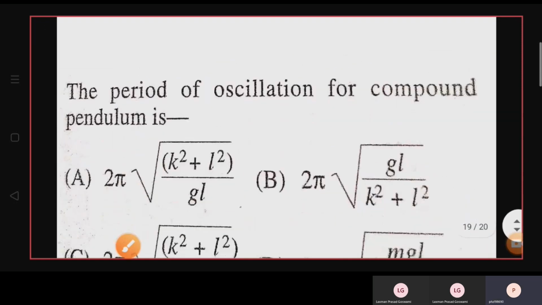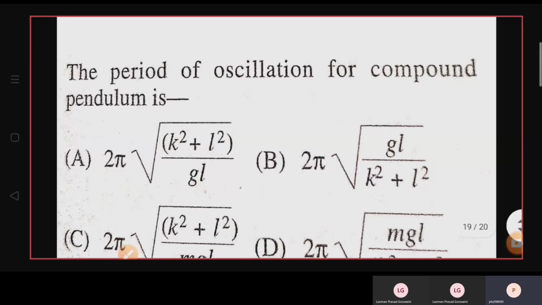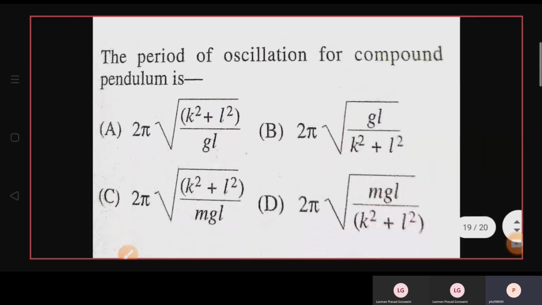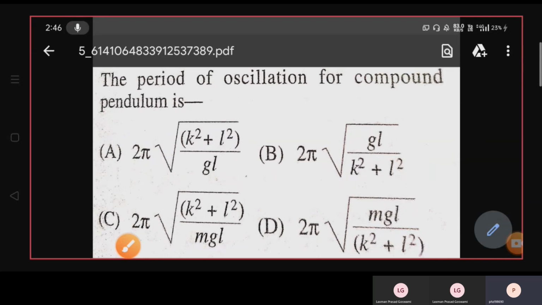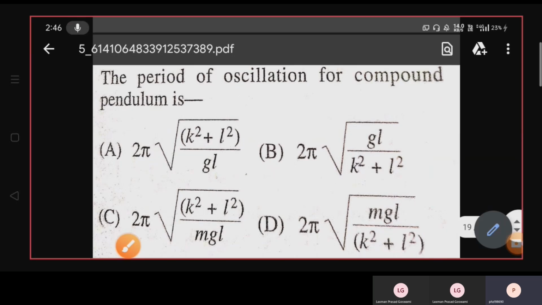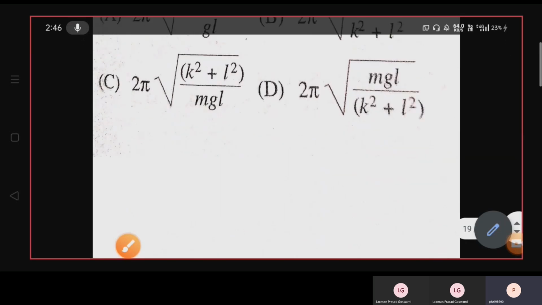This is another question that I want you to practice. It is a similar kind of question: find out the constraint of the motion first, then find the Lagrangian, and then find the period of oscillation. The system is a compound pendulum. So the period of oscillation for the compound pendulum, A, B, C, D are the given options. Please solve it and comment the answer.